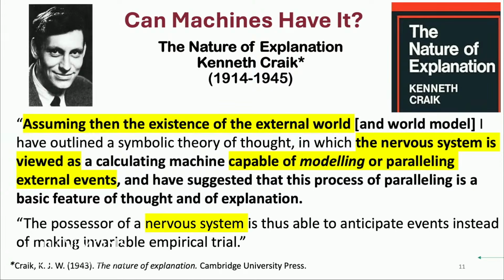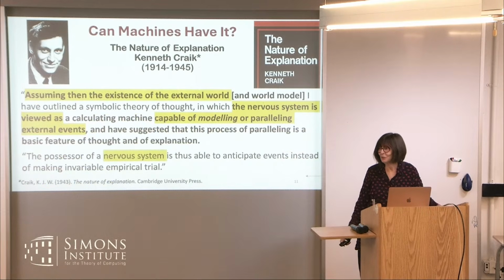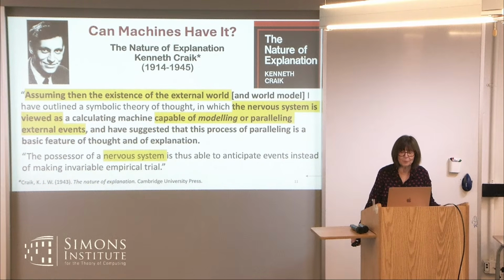The possessor of a nervous system is thus able to anticipate events instead of making invariable empirical trial. Okay, so this is his notion about the nervous system being sort of like a, he calls it a calculating machine. This is 43, that's his terminology. Okay, and in what he says here I'm going to replace it with the Conscious Turing Machine, which I'm going to talk about. And this is our machine model for consciousness or first-person perspective.